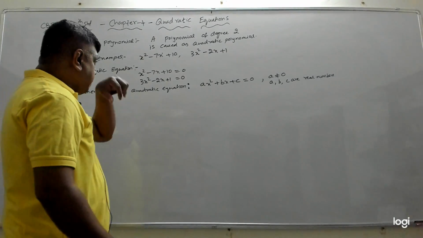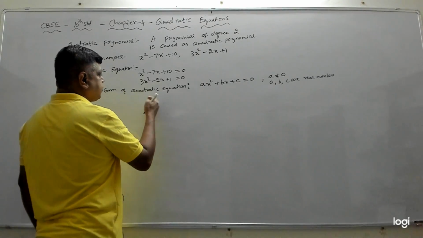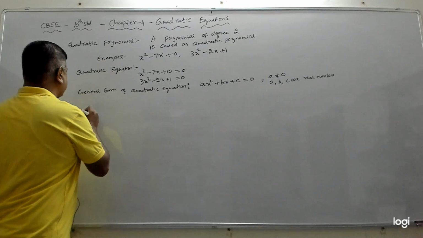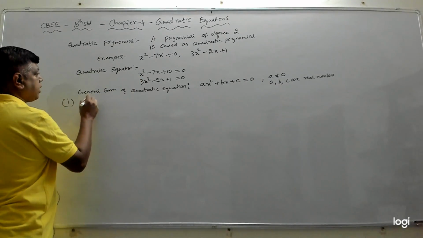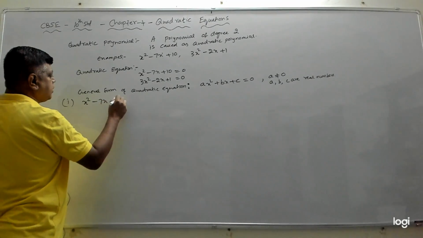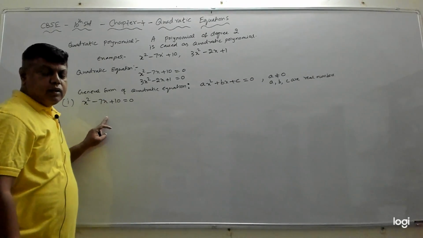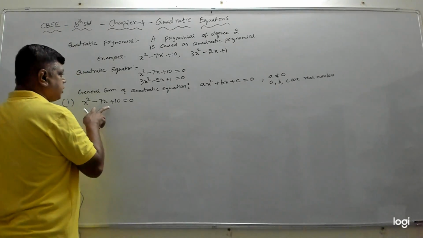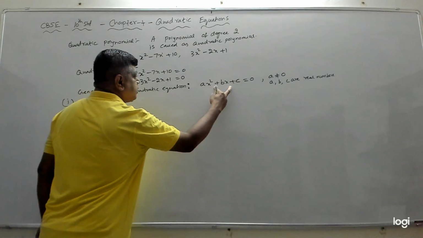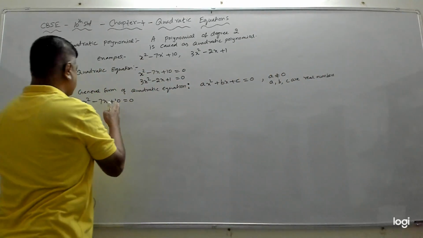Fine. Now let's see some more examples of a quadratic equation. Suppose I take the same thing: x square minus 7x plus 10 equal to 0. Now is it a quadratic equation? That is the question. We'll try to compare this with the general form and make sure that it satisfies all these conditions. Does this look like this form?